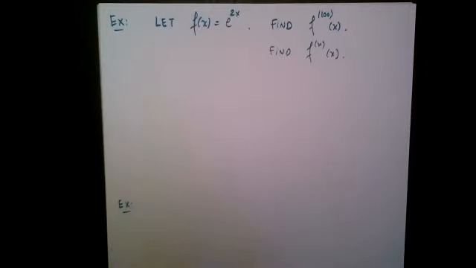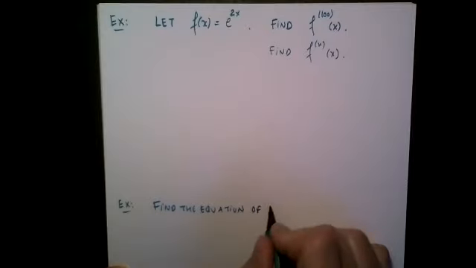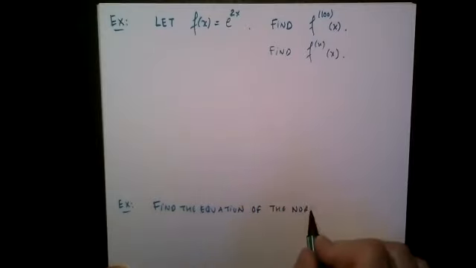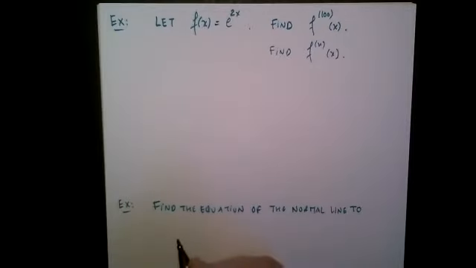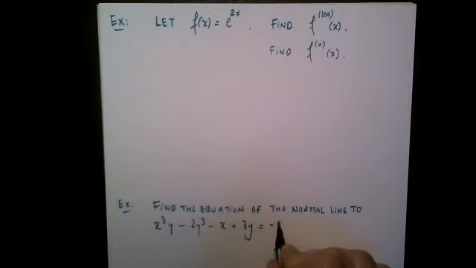And second example. Find the equation of the normal line to x^3 y minus 2y^3 minus x plus 3y equals negative 11 at the point (-1, 2).